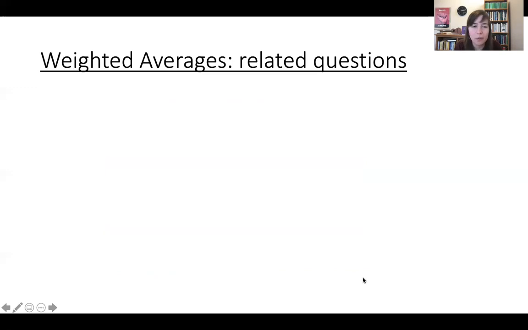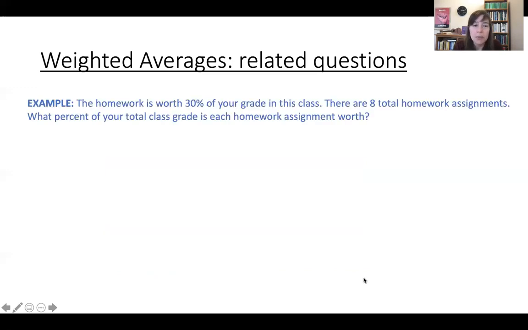All right, more related questions. Suppose the homework is worth 30% of your grade in this class. It is. Then there are 8 total homework assignments, which I believe is true. What percent of your total class grade is each homework assignment worth? I'll let you pause and think about how you might solve that.